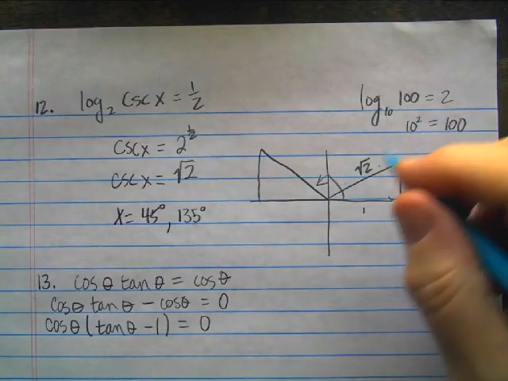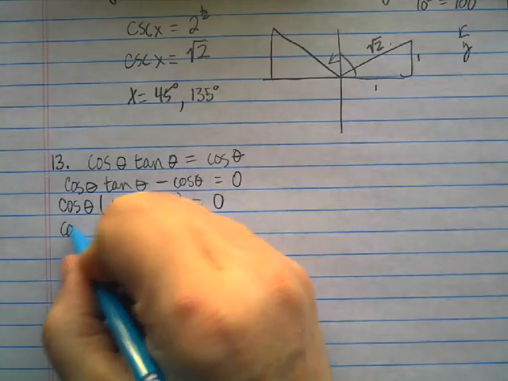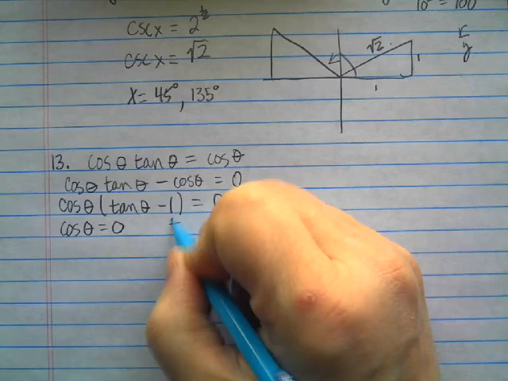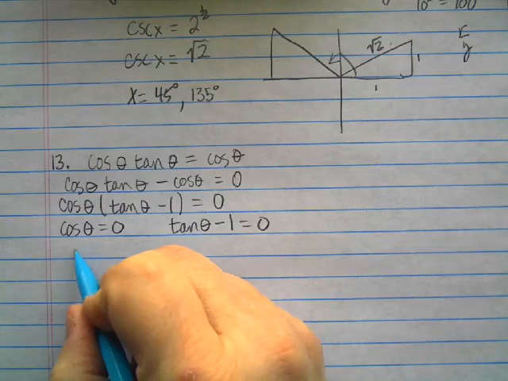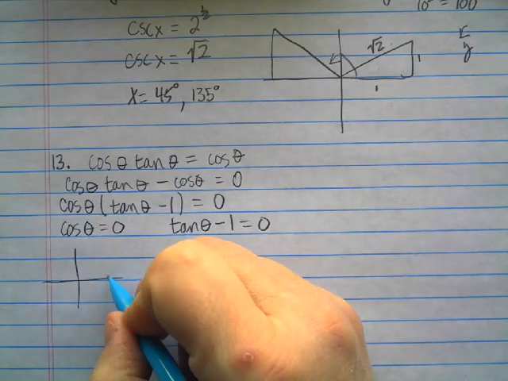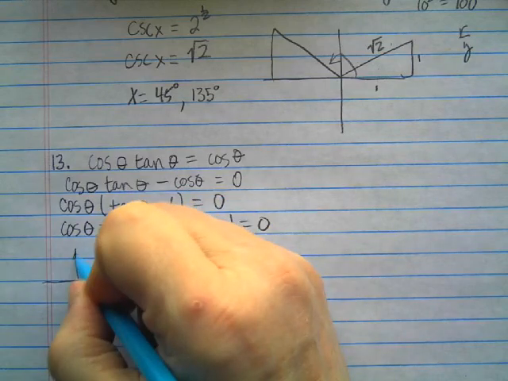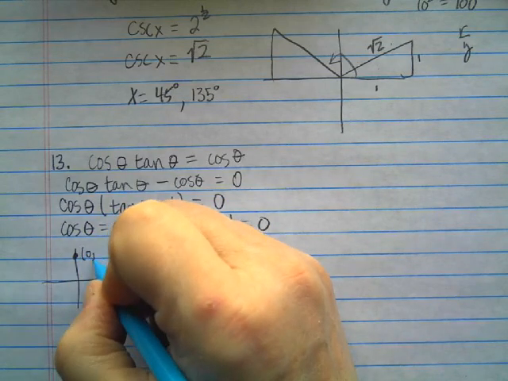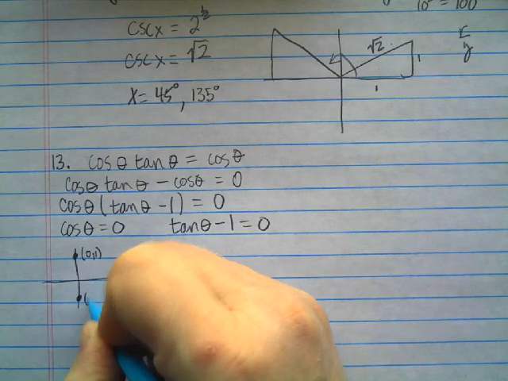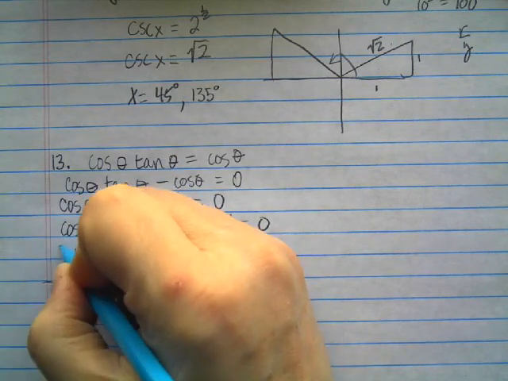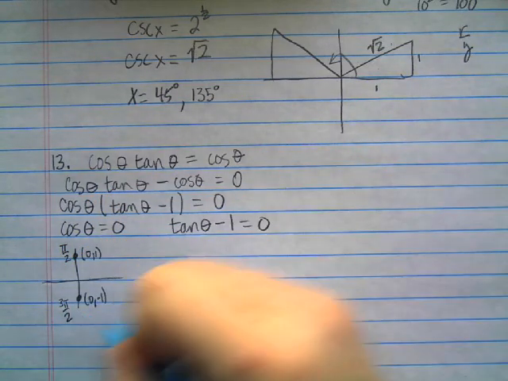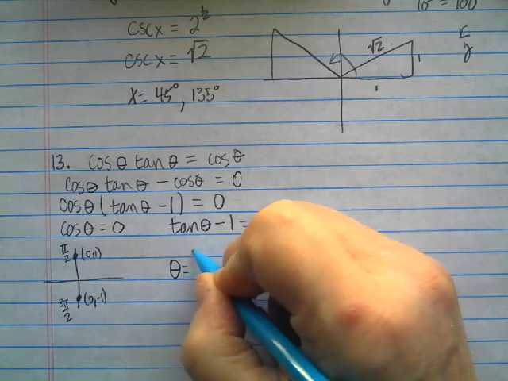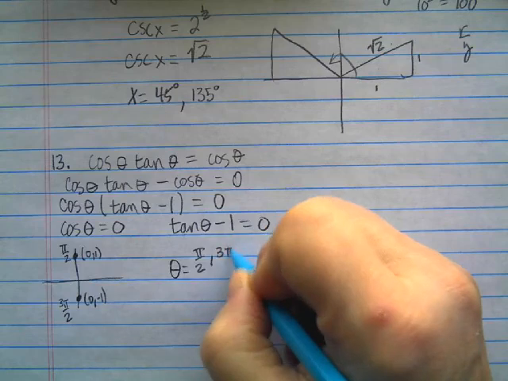And then we can set each factor equal to 0. So cosine theta equals 0, and tan theta minus 1 equals 0. This is going to be a quadrantal angle where the x coordinate is 0, and that's going to be up here at 0, 1, and down here at 0, negative 1. And this is pi over 2, and this is 3 pi over 2. So for that one, theta equals pi over 2 and 3 pi over 2.